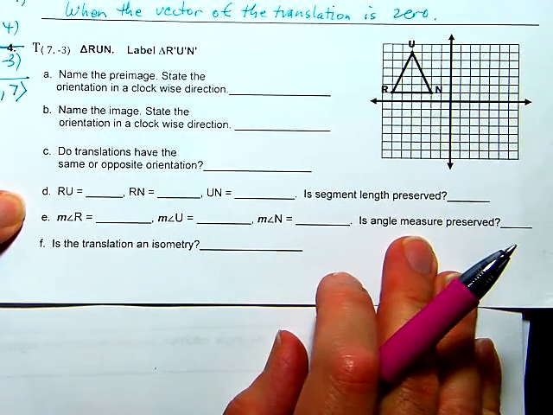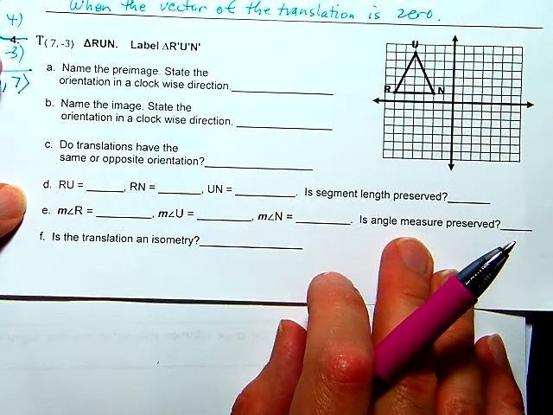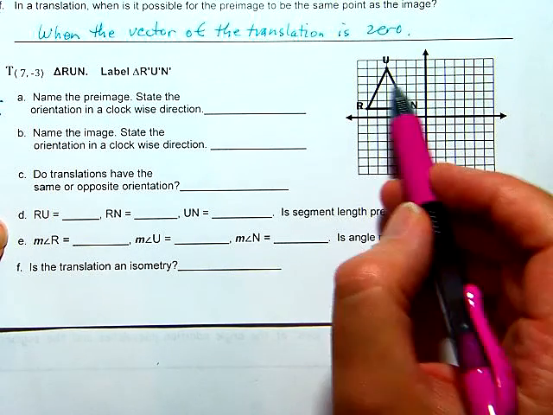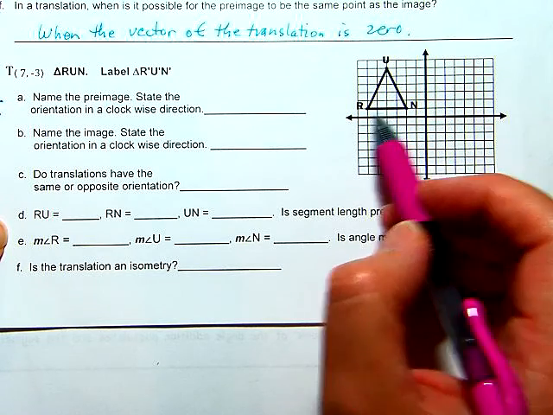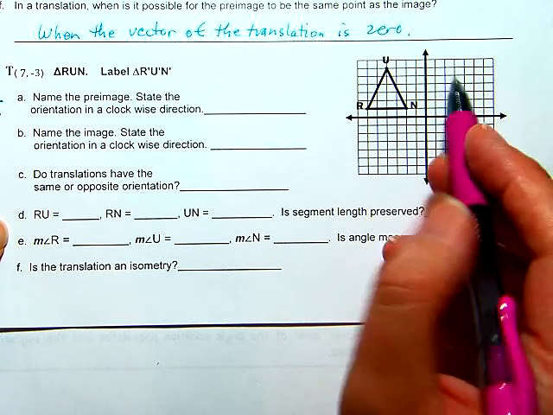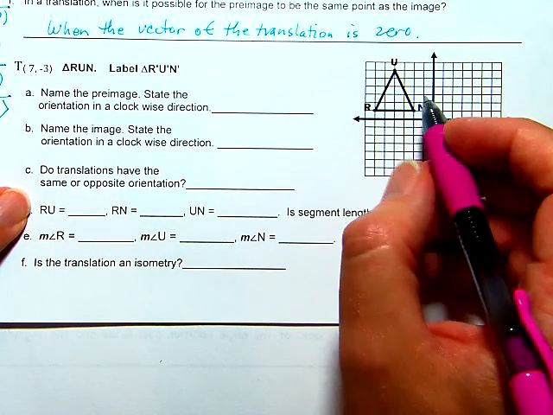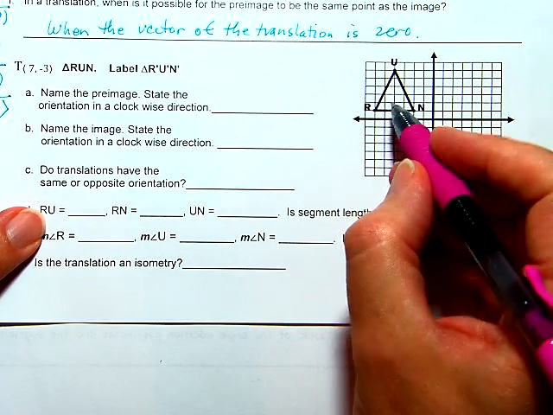So as we talked about earlier, the easiest way to do this is to move the points, the vertices of the triangle, the R, the U, the N, and then by connecting the lines that we get when we have the new images of these points, we'll have the entire triangle. So we've got to count out 7 to the right and 3 down for each one of these points. So let's do this together.